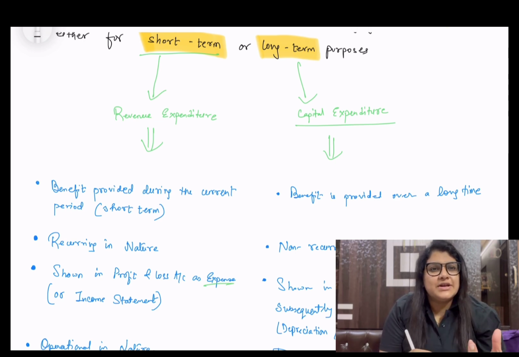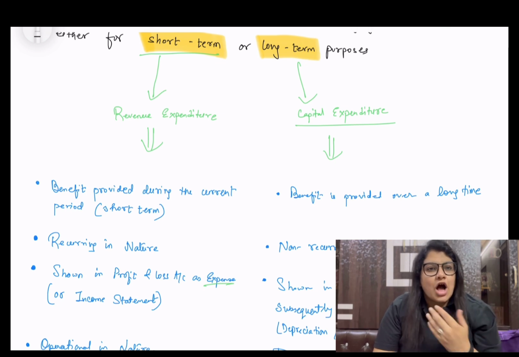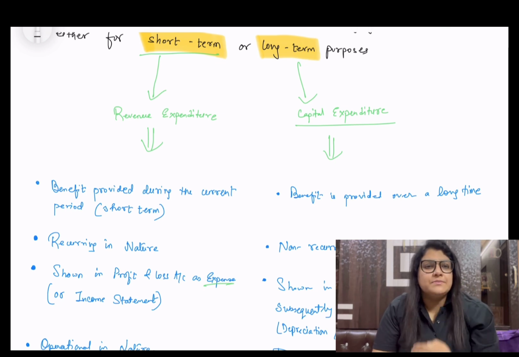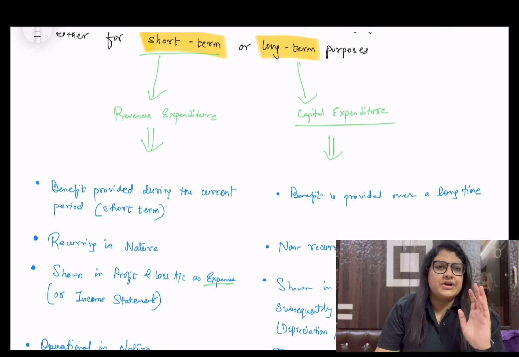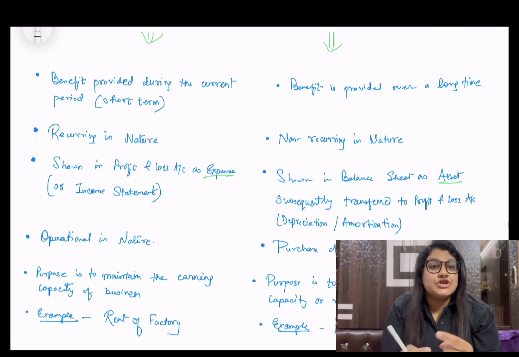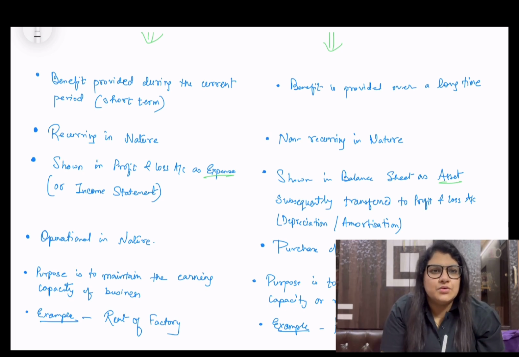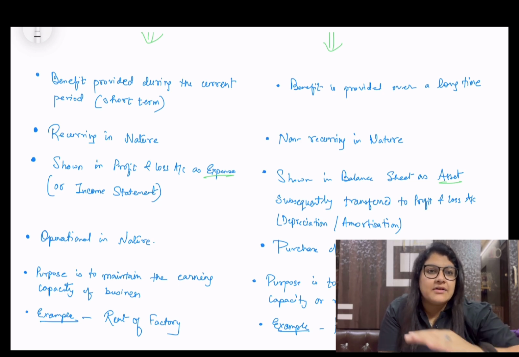Capital expenditure को ना प्यार से हम capex बुलाते हैं. So capital expenditure is for a long-term purpose. It is to purchase an asset. However, revenue expenditure is for a short-term purpose. It is recurring in nature. Capital expenditure is non-recurring in nature. The purpose behind capital expenditure is to generate more revenue, and the purpose behind revenue expenditure is to maintain the current revenue.